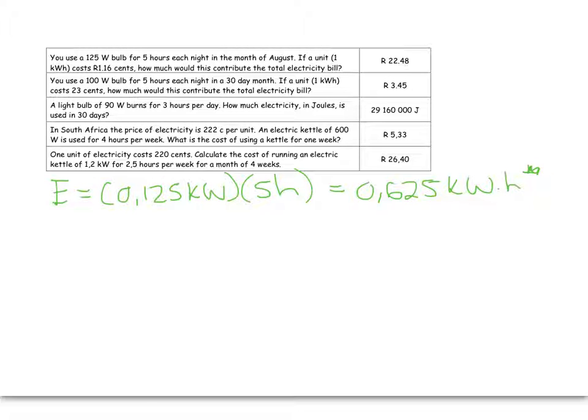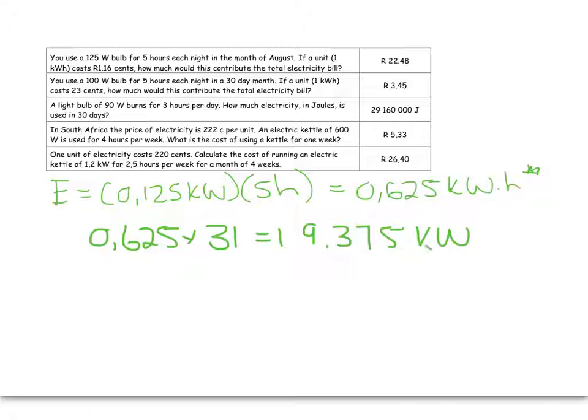We now take the trouble to find out how many days this happens for the month of August. So August has got 31 days, so you're going to take 0.625 and multiply that by 31, and you land up with 19.375. And now that's the number of kilowatt hours for the month.